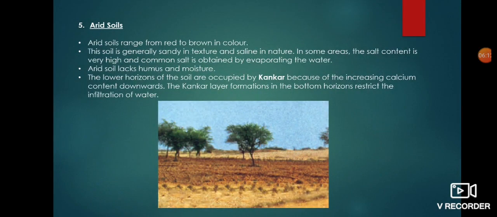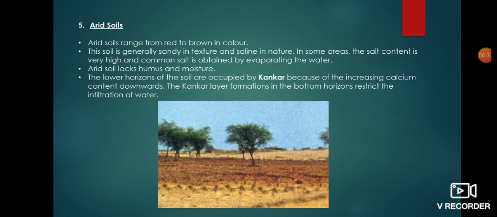Next soil is arid soil, which is found in the desert areas. Arid soil ranges from red to brown in color. This soil is generally sandy in texture and saline in nature. In some areas, the salt content is very high and common salt is obtained by evaporating the water. Arid soil lacks humus and moisture.